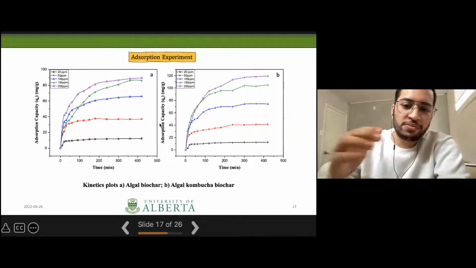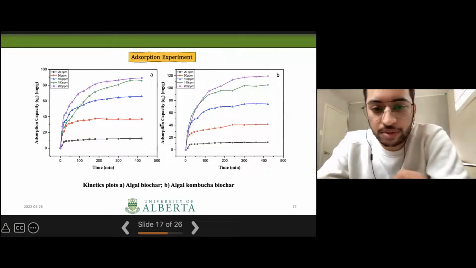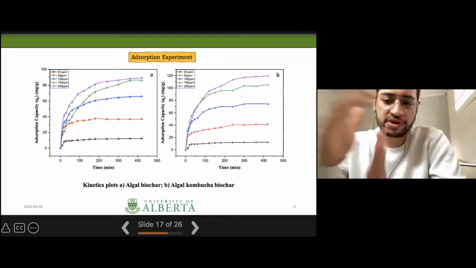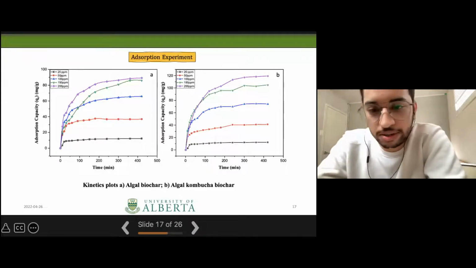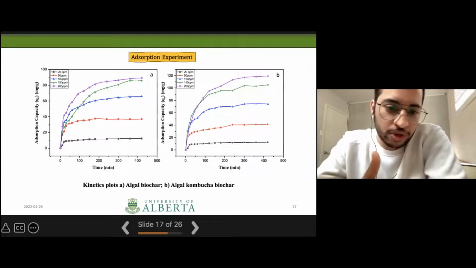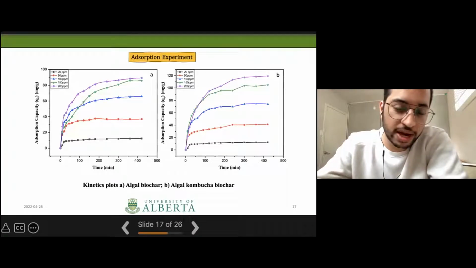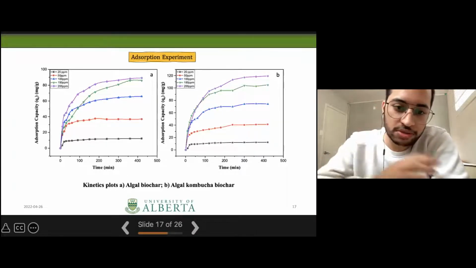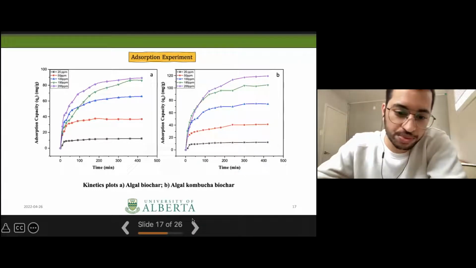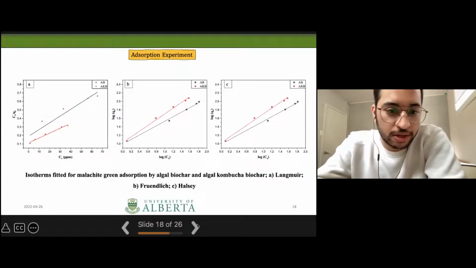Then we performed the kinetic studies. We observed that algal biochar and algal kombucha biochar both fitted well to the pseudo second order kinetics. That means chemisorption plays an important role, so whatever the dominant mechanism could be, cation exchange or wherever the involvement of chemical groups will be there. Then we also performed the adsorption isotherms.